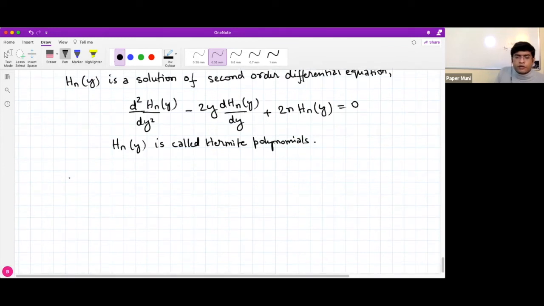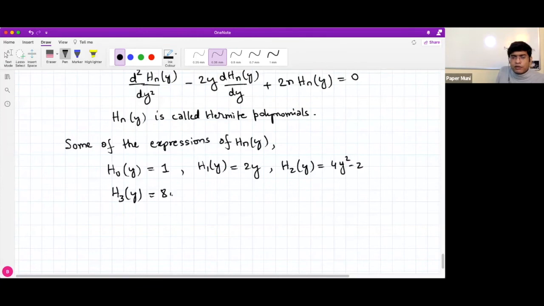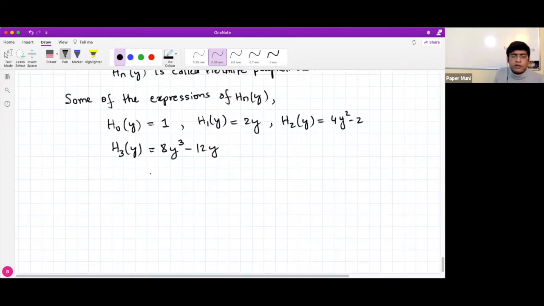So let's look at what some of the Hn(y) expressions look like. For h zero, if you put n equal to zero, we get one. These are the ones I want you to remember, since sometimes it's useful to solve a problem. Then h2 is 4y square minus 2, and at max you require h3. They won't ask you beyond that. They might give you values, but you don't need to remember them. If they give you more, they'll give a table or some reference. So these are the values.